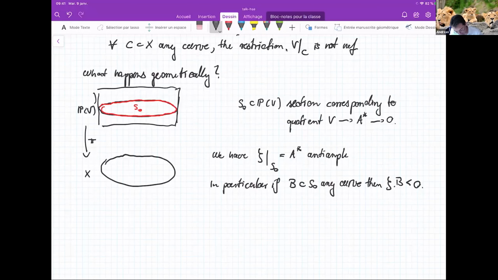On the other hand, for all the other curves B in P of V, which are not contained in the surface S0, one has that the intersection number is non-negative.